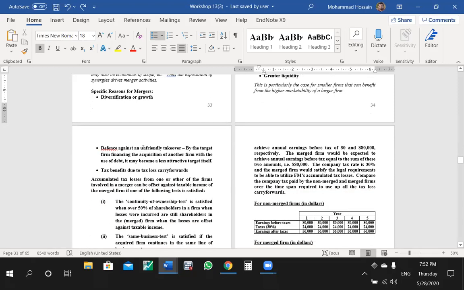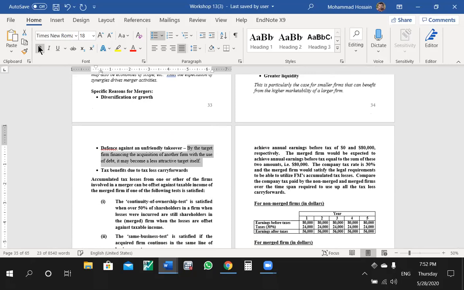Also, defense under unfriendly takeover. So if they merge, they become too big that other companies cannot take them over easily. Okay, and tax benefit as well. Tax loss carry forward. If you have a loss in a business, you can actually carry it forward.